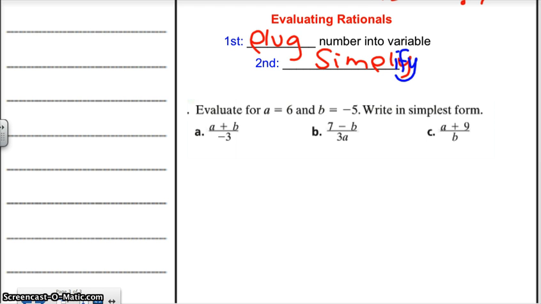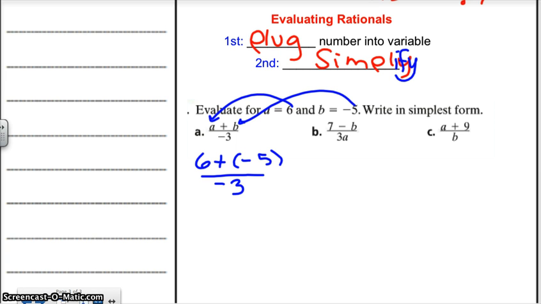Okay? All right, evaluate for A is 6 and B is -5. So I put 6 and I put a -5 there. So 6 plus -5 over -3. 6 plus -5 is 1. That turns into 1 over -3. There we go. Done.